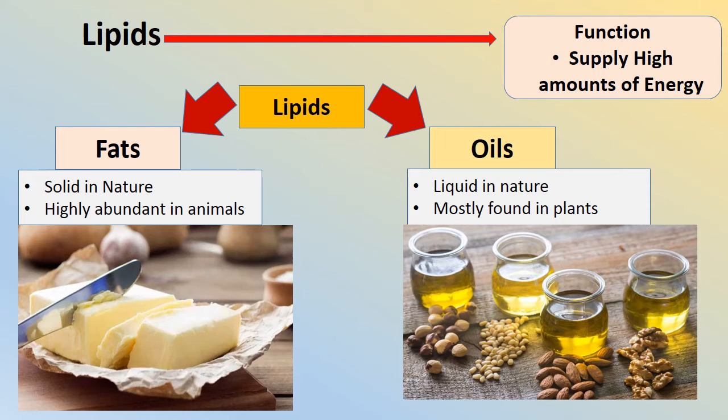The oils are mainly liquid at room temperature, and they are mainly found in plants. So to produce oils, we mainly use plants, vegetables as well as seeds. Examples of oils are coconut oil and palm oil, which are all liquid at room temperature.